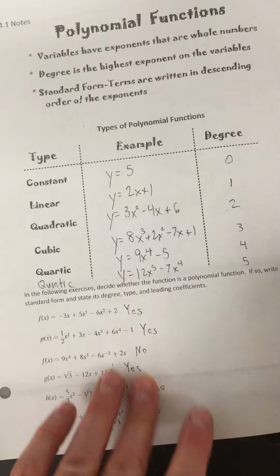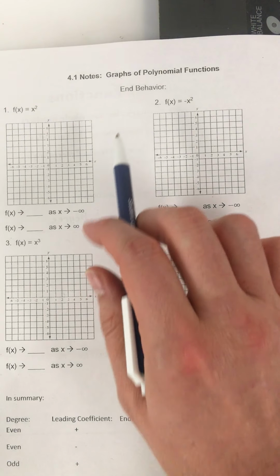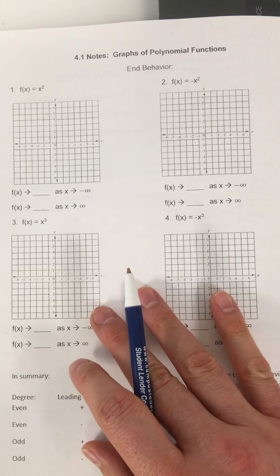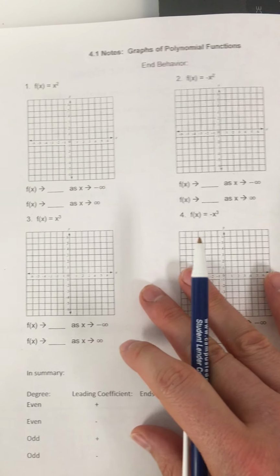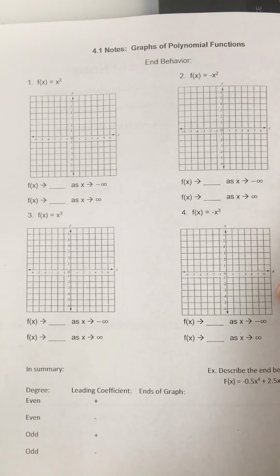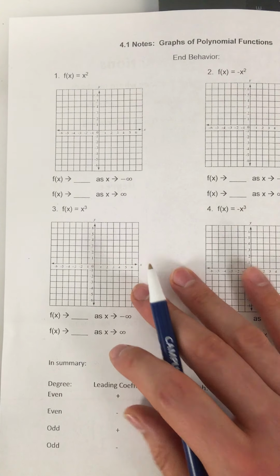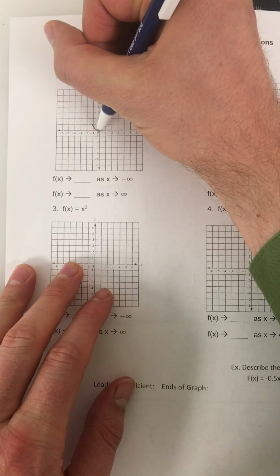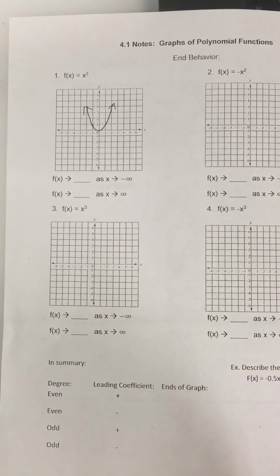So in the second half of this video, we're going to be looking at one specific part of graphing these polynomials. We're going to be looking at something called end behavior. End behavior is basically what the graphs are doing at the ends of the graph. So we're going to start with something you know. f of x or y equals x squared. What shape does that make when you graph it? It's a parabola. Start at 0, 0, and go up both ways. It would look like that.